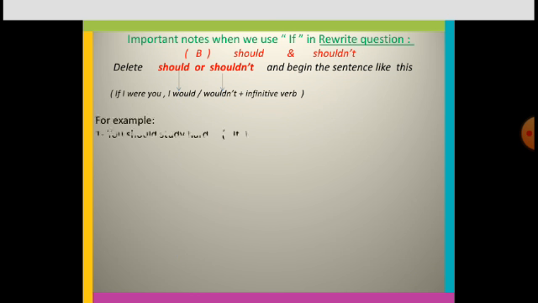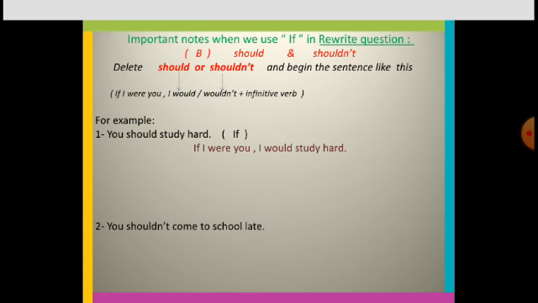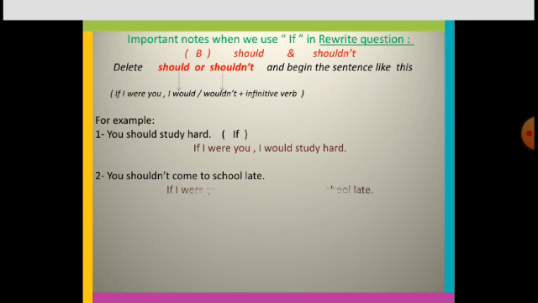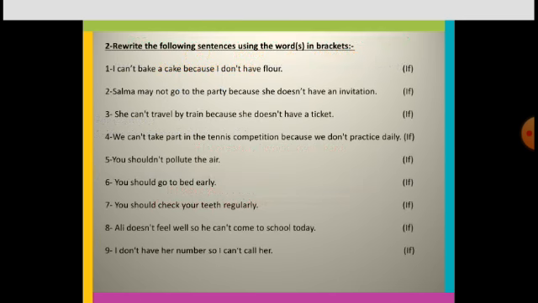For example, you should study hard. Use if. If I were you, I would study hard. Another example, you shouldn't come to school late. If I were you, I wouldn't come to school late. Another solution, if I were you, I would come to school early. Both solutions are right. Now, move to your page 30, exercise number 2.